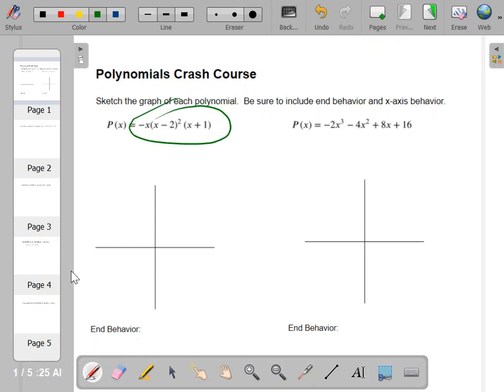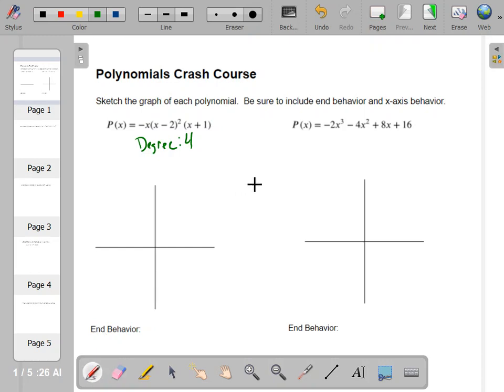If it's already in factored form, the first thing you want to figure out is what is the degree of the polynomial. You have to remember that if you're in factored form, you add up the degree of each factor. So you have 1, 2, 3, 4. So this thing is degree 4. That's where we got to start.